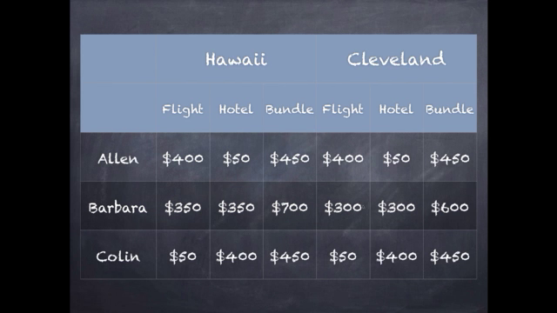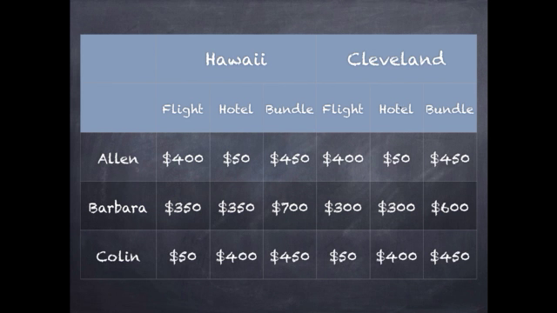Let's go to the next highest price. If they were to charge $300, Barbara and Alan would purchase. Colin would not purchase because he's only willing to pay $50 for that particular flight. So if they charge $300, they can generate profits of $600 by doing that. And if they charge $400, Alan's the only one willing to purchase. Barbara and Colin will not, and they will generate profits of $400. So their best strategy is to charge a price of $600 and sell to Alan and Barbara.